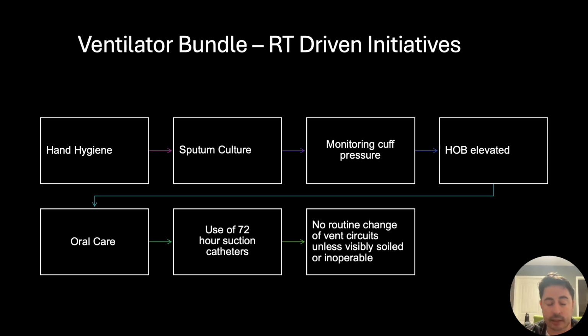At one point, early in my career, we had a routine. It was actually a scheduled thing that would come up on our tasks. Every 7 days, we would change out the vent circuit, and every 14 days, we would change out the ventilator itself. But we've strayed away from that practice because we've identified that there's an increased risk of pneumonia by doing so.